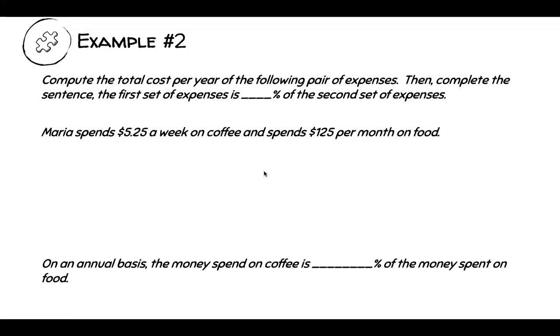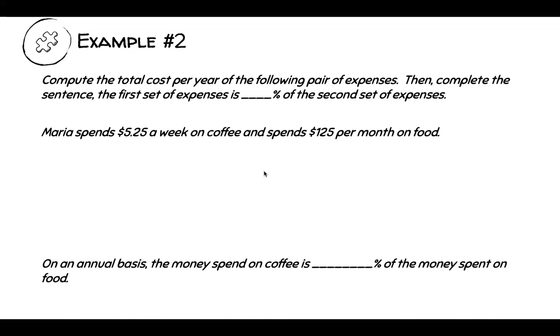The next example wants you to compute the total cost per year for the following pair of expenses, and then we want to complete this sentence. The first set of expenses is what percent of the second set of expenses. So it says Maria spends $5.25 a week on coffee, and then spends $125 per month on food. Let's start with that. We got coffee, and we got food. Coffee, we said, was $5.25 every week. Food, we said, was $125 every month. So we want to turn these into costs per year, which means we're going to have to make a conversion from weeks to years and from months to years.